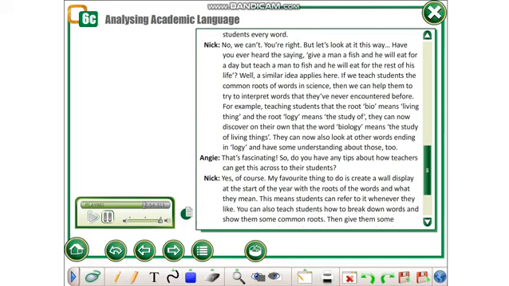For example, teaching students that the root bio means living thing and the root logi means the study of, they can now discover on their own that the word biology means the study of living things. They can now also look at other words ending in logi and have some understanding about those too. That's fascinating. So, do you have any tips about how teachers can get this across to their students?